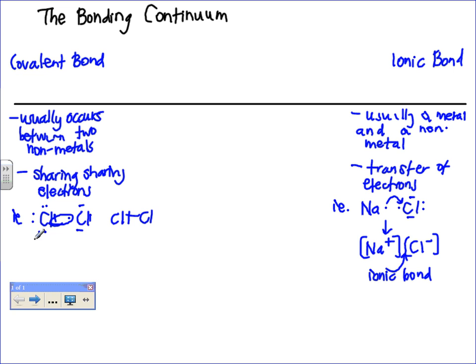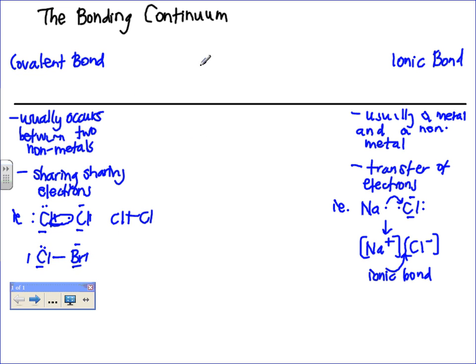Now, this example here has the bond occurring between two atoms of the same type. That's not always the case though. And we've got lots of cases where we've got two different types of atoms that are bonding. So you could have something like Cl bonding with Br, for example.